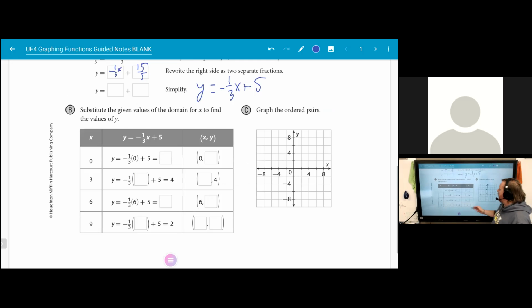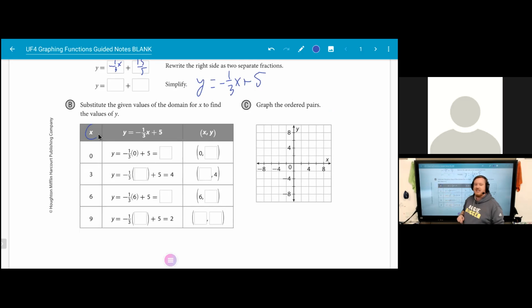If I plug 0 in for X, I have negative 1/3 times 0, which is 0. 0 plus 5 is 5. So the coordinate I'm graphing is X is 0, and my Y value is 5. In my second bubble, I'm plugging in 3 for X. Negative 1/3 times 3 is negative 1. Negative 1 plus 5 is 4. So when X is 3, Y is 4.